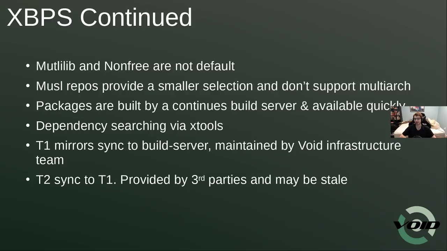Packages are built by a continuous build server and available quickly. And you can do things like dependency searches through xtools. There's good documentation on that, so if you're looking for a certain library or something, this happens a lot with people who are trying to run games through Lutris, or any kind of wine thing. You'll run into an issue where it says could not enable OpenGL, missing library, blah blah blah. So what you can do with xtools is search for that library, see what packages provide that library, and then hopefully fix things like that.